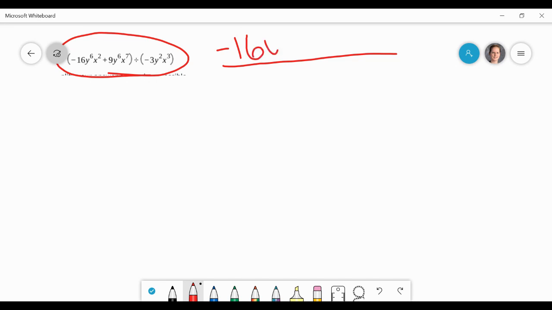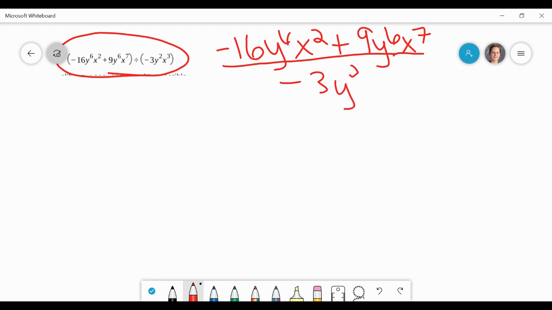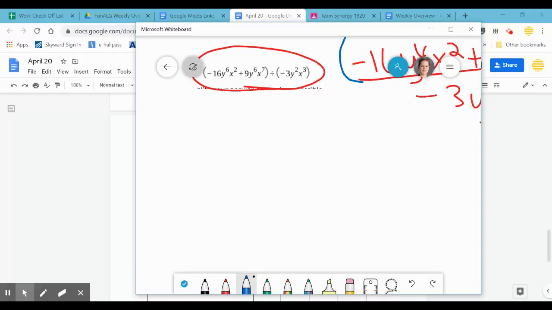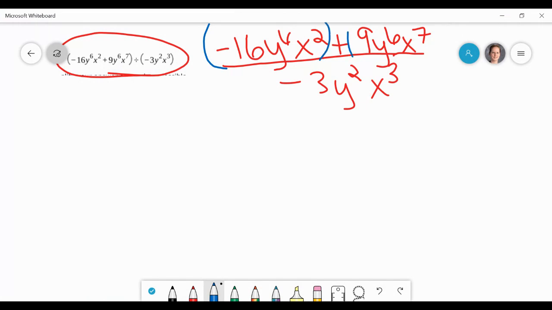16 y to the 6, x to the 2 plus 9y to the 6th, x to the 7th. All that's divided by negative 3y squared x to the 3rd. So what I do from there is, if you notice in the numerator, there's two terms. It's this guy right here and this guy right here. So I'm going to take those and divide each of them separately by our denominator.